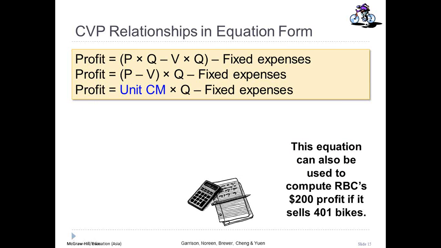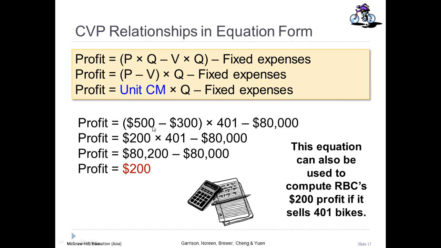Same concepts, it's just on a per unit basis. This is the universal equation. Here we're taking the price per unit and the variable expense per unit times the quantity. There you go. Price minus variable expense gives you the unit contribution margin. Put the real numbers in: 500 minus 300 times 401 minus 80,000. It's 401, it's the extra one, right? So if it was 400, profit's zero, it's break even. At 401, we find one extra unit delivers $200 more in profit.